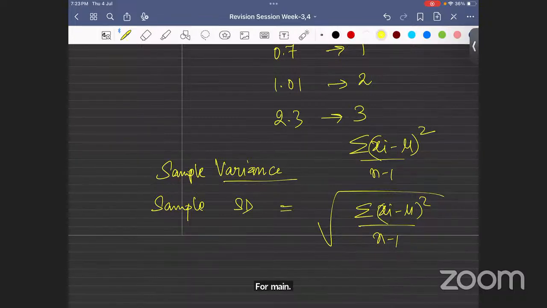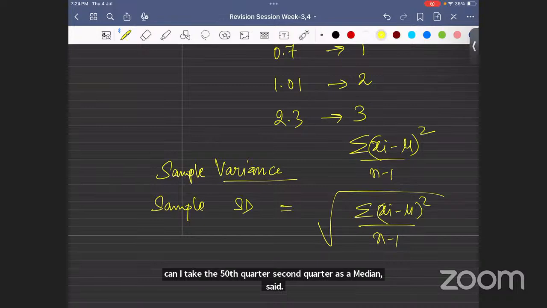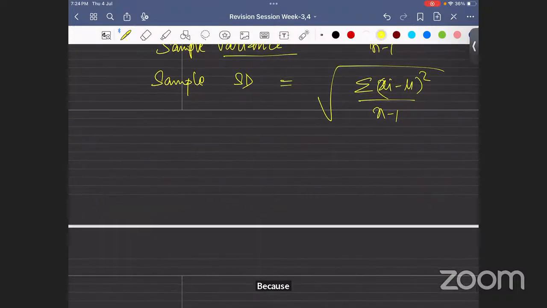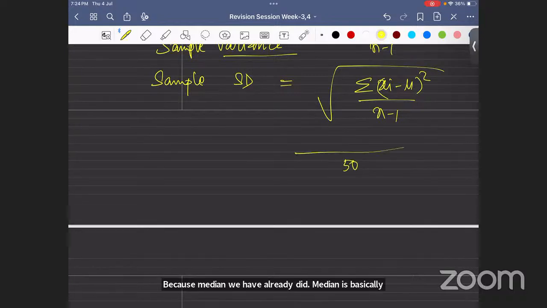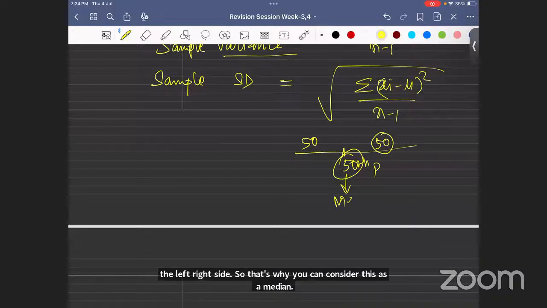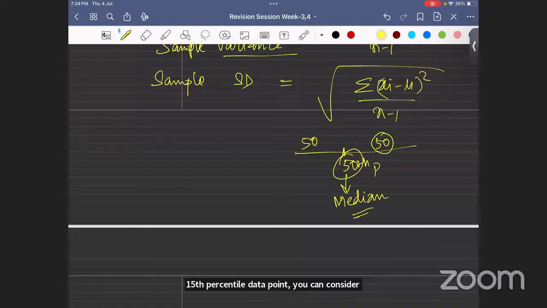Sir, can we take the 50th percentile, the second quartile, as the median? Yeah, the 50th percentile you just take as the median only, because we have already done the median. The median is basically the middle data point, right? And what is the 50th percentile? 50% of your data is lying on the left side, 50% is lying on the right side. So that's why you can consider this as the median. Okay, thank you.